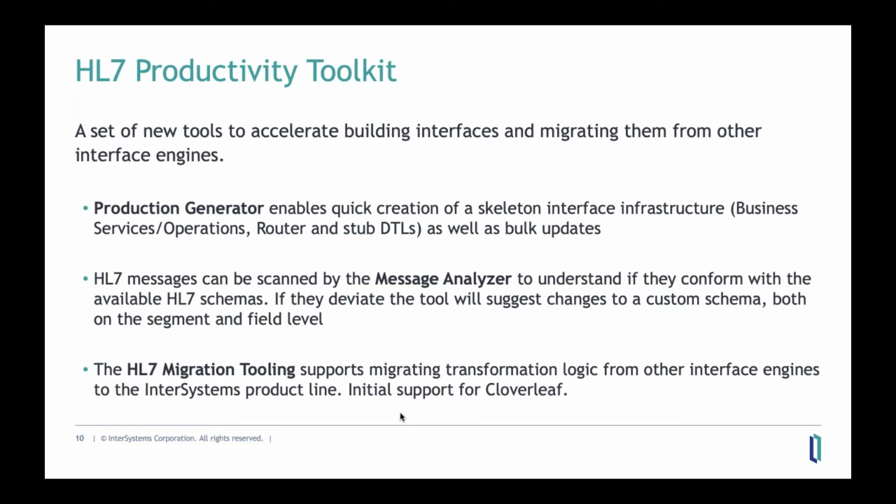2020.1 also includes a message analyzer that can help HL7 developers understand if they need to create custom schemas. And then finally, a brand new HL7 migration tool supports migrating interfaces from Cloverleaf and eGate. So this is something that we heard from some of our prospective customers that they wanted us to add, and so we did. Like the production generator, it doesn't replace HL7 interface development, but it really speeds that conversion from these vendors. The migration tooling was trialed and used very successfully at one of our customers, so we have some experience with that.